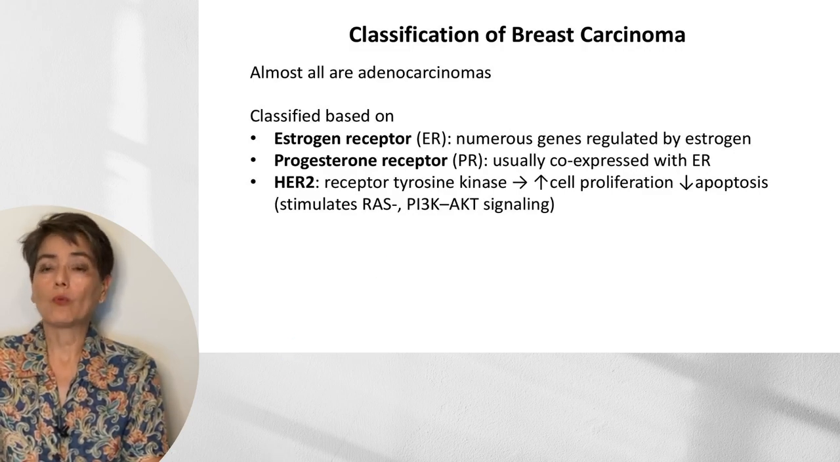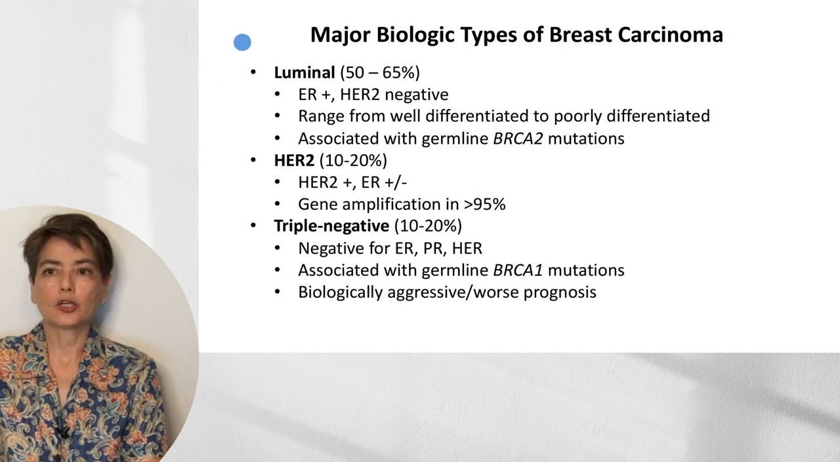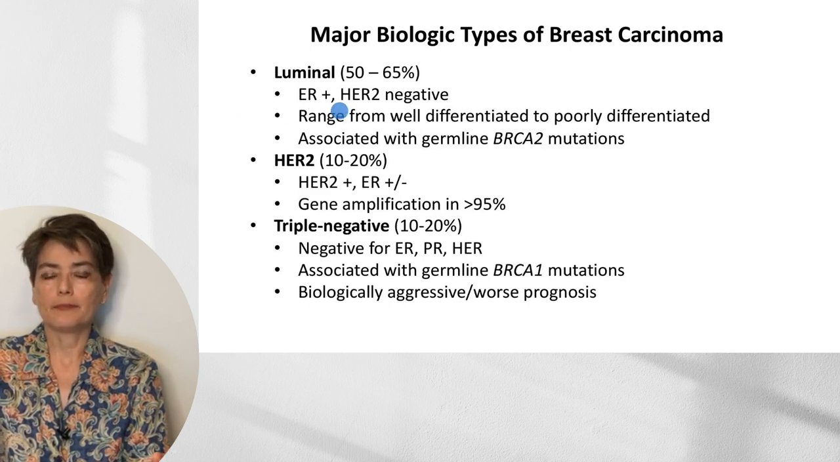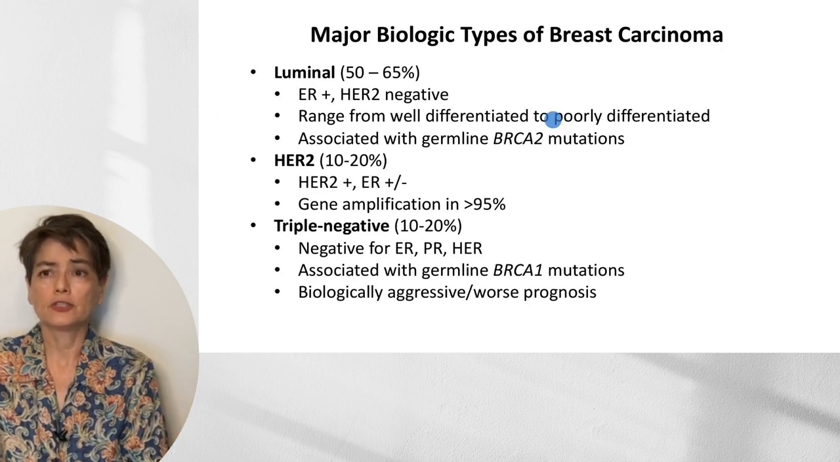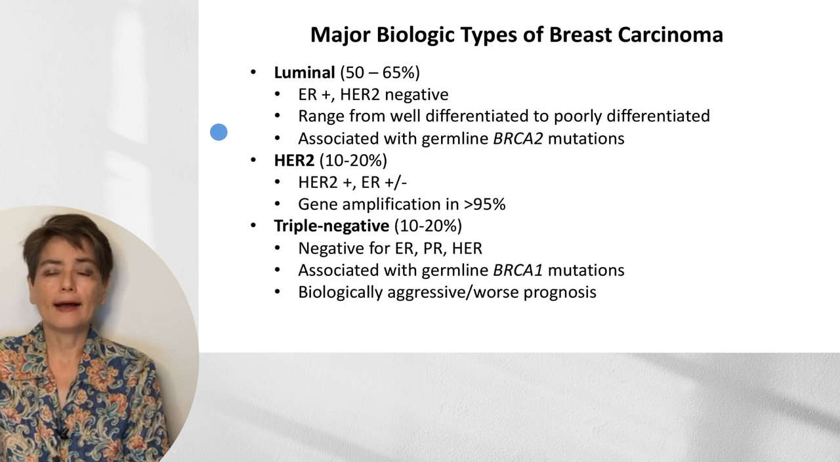So let's look now at what our three main biologic groups of breast carcinoma are. So we have luminal, HER2, and triple negative. So luminal is about 50 to 65% of cases, and these individuals have tumors that are positive for estrogen receptor and negative for HER2. And you can see the full spectrum of morphologic findings in luminal breast cancer, from very well differentiated cancers to very poorly differentiated cancers. When individuals have germline BRCA2 mutations, the cancer tends to be of the luminal subtype.